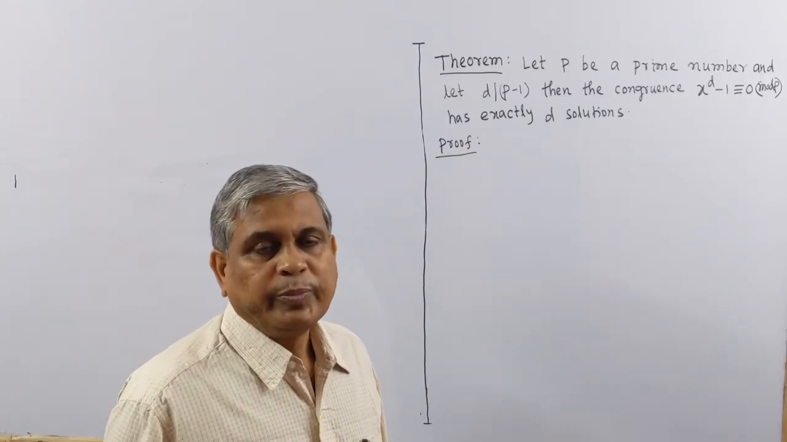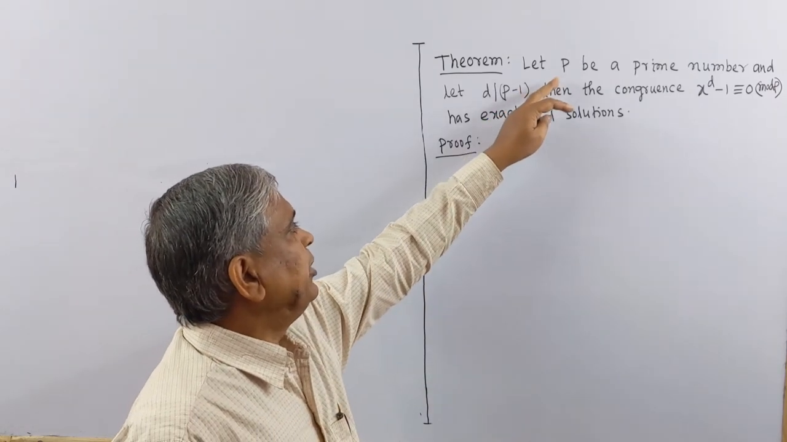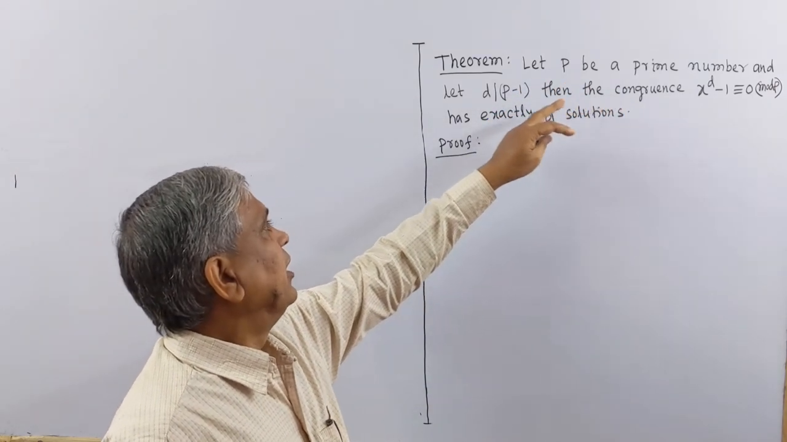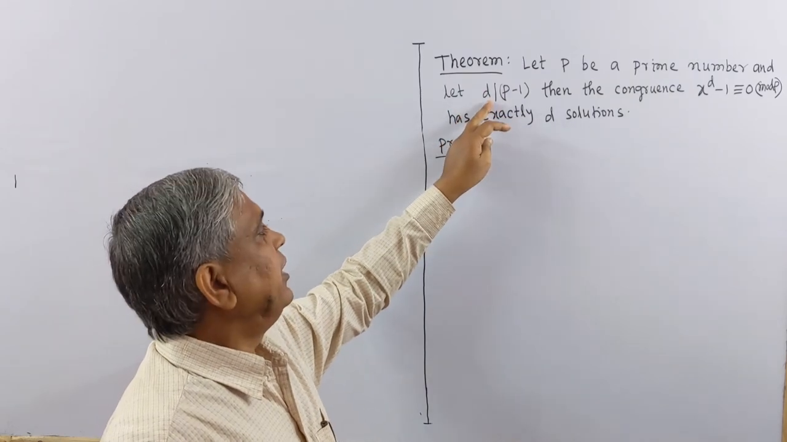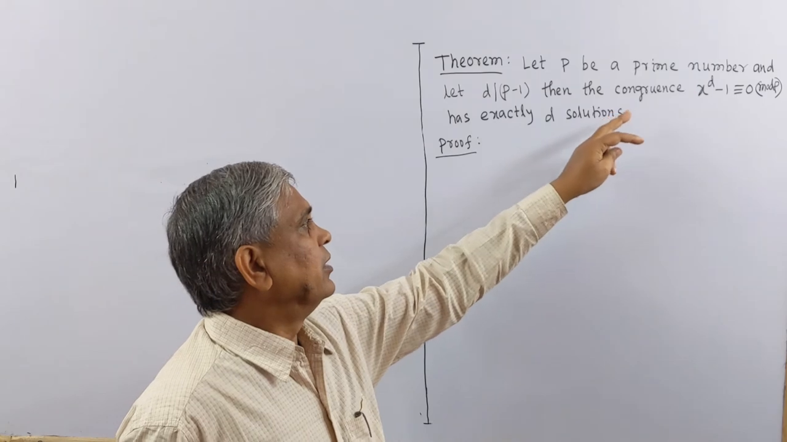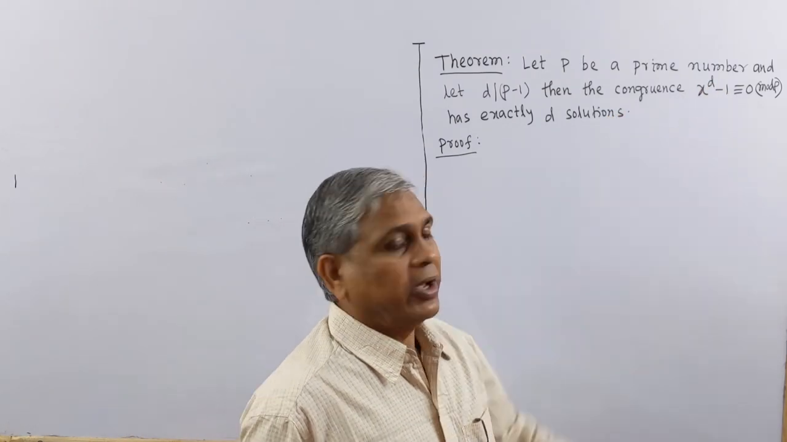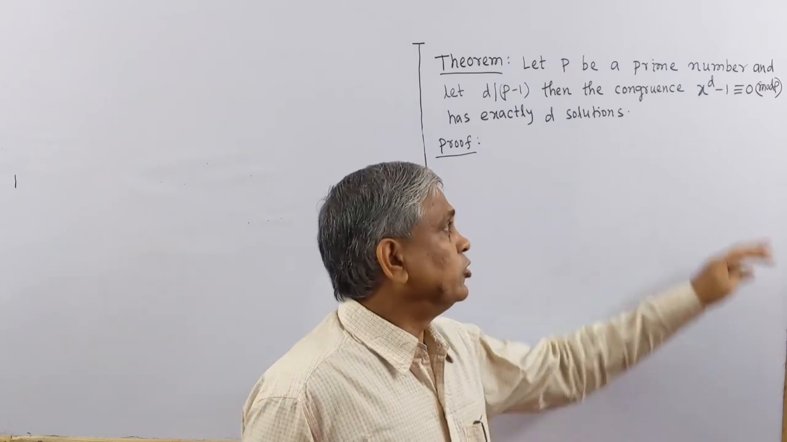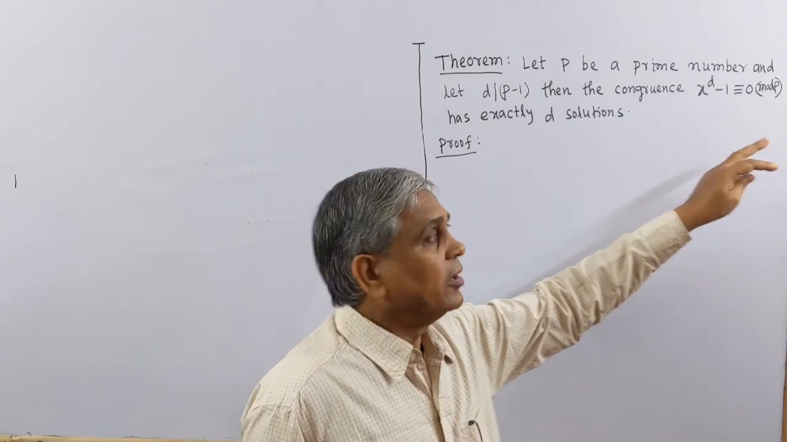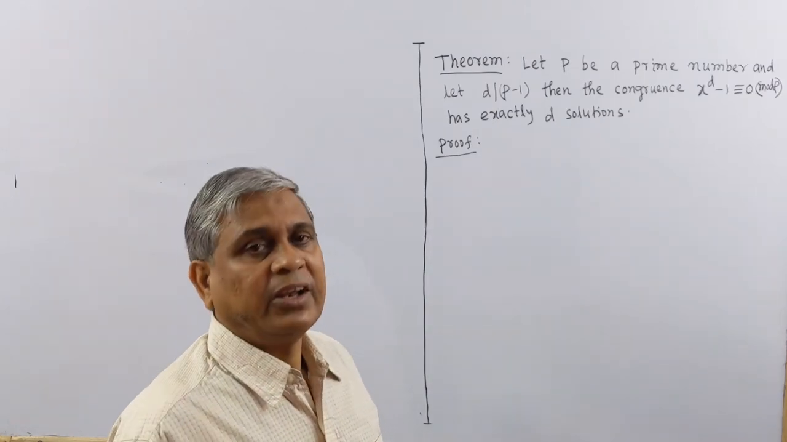Now we prove the next theorem. The next theorem is: let P be a prime number and let D divide P minus 1, then the congruence x to the power D minus 1 is congruent to 0 modulo P has exactly D solutions. Now we prove this.